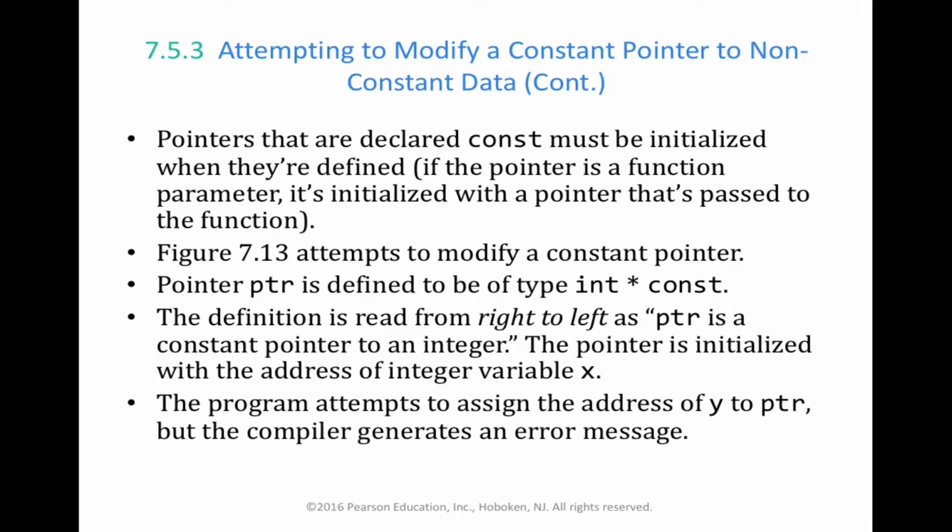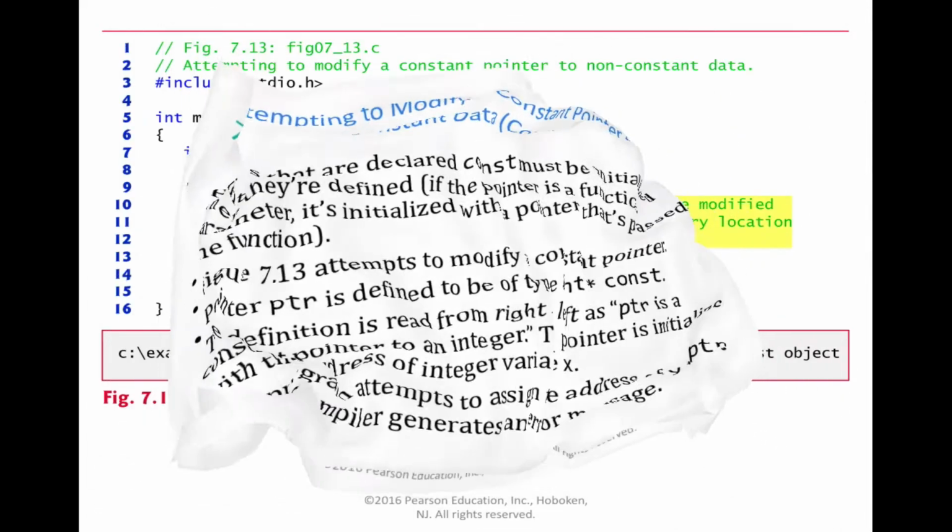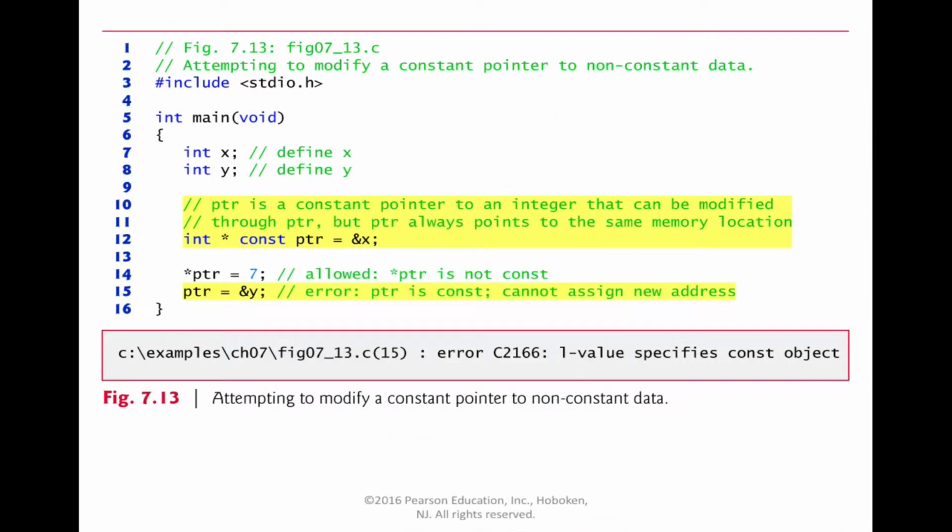The program attempts to assign the address of y to the pointer, and of course it generates an error message. So we have int x, we have int y. When I am creating a pointer, if I put const between the star and the name of the pointer, that makes the pointer itself constant, as we see here on line 12. That means the address of ptr cannot change. It will always point to the address of x. If we try to change that, it's not going to work.